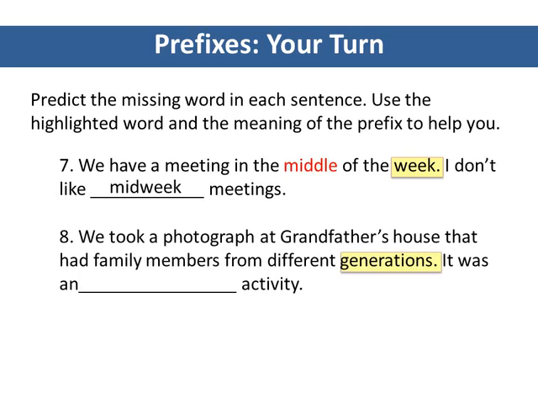Number 8 is a little bit hard because we have to think a little to get the right word. Let's take it one step at a time. Here's the sentence. We took a photograph at grandfather's house that had family members from different generations. In other words, the people in the photo were between generations. Did you say intergenerations? We have to change that to an adjective. The adjective form is intergenerational.